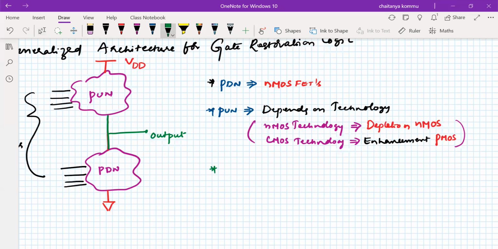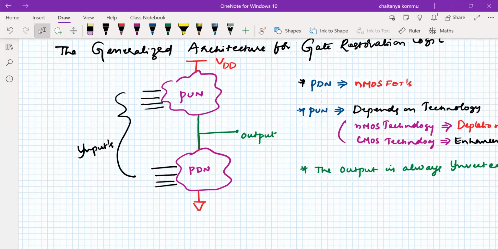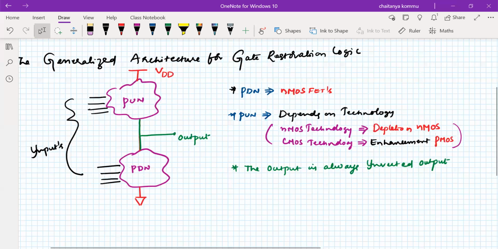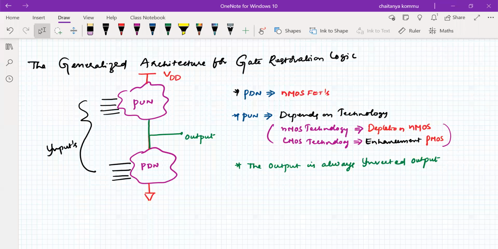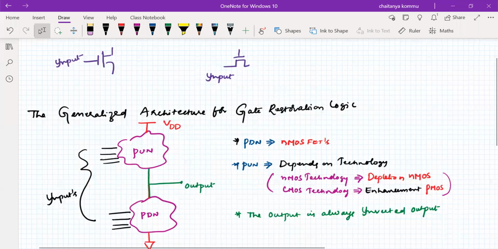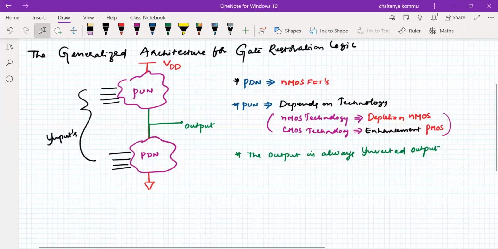Another important point is that the output is always an inverted output. Whatever function you give, the overall complement of the function you can see at the output. This is the generalized nature of gate restoration logic implementations. Whenever you do the gate restoration implementation, we have to follow this kind of approach. I hope you understand the generalized architecture for implementation of the circuits. Now let us implement a few circuits, and then we'll move to the examples.